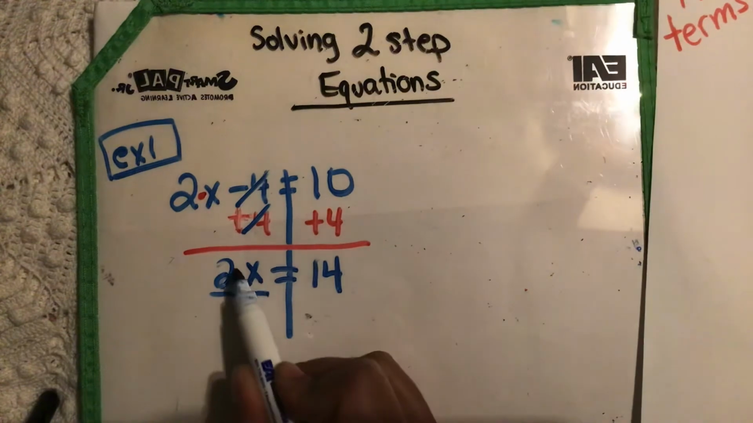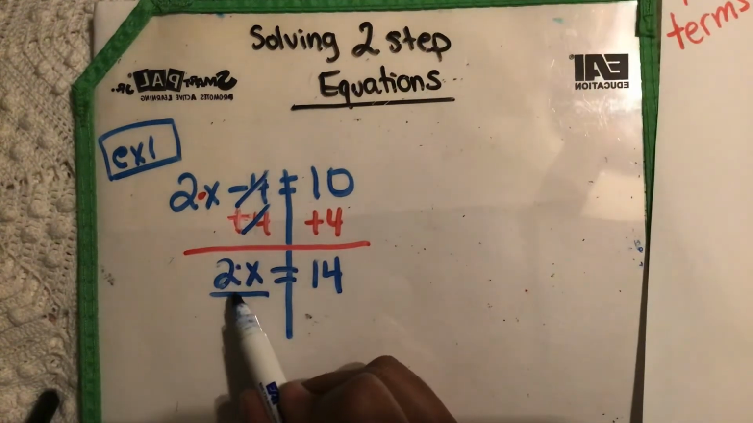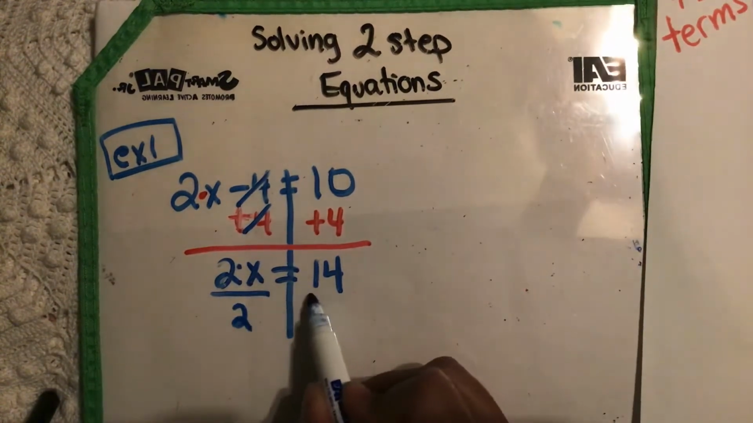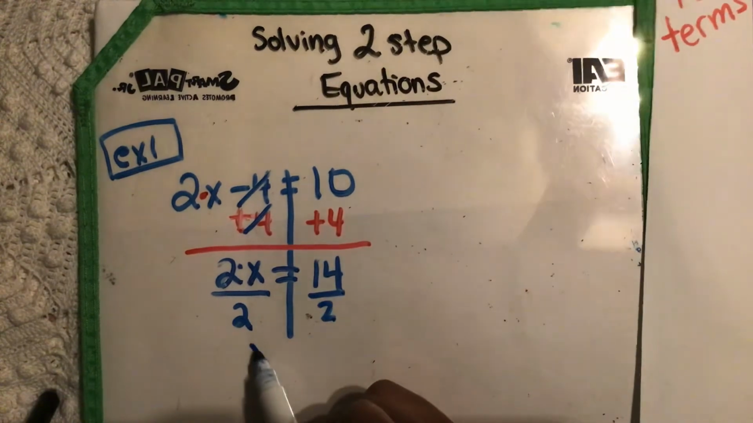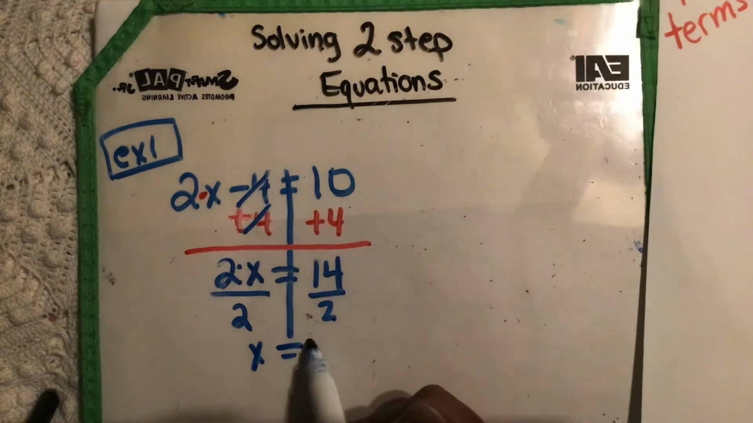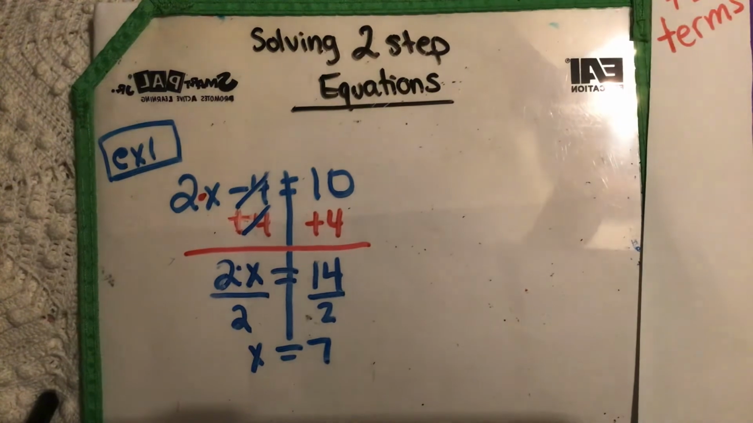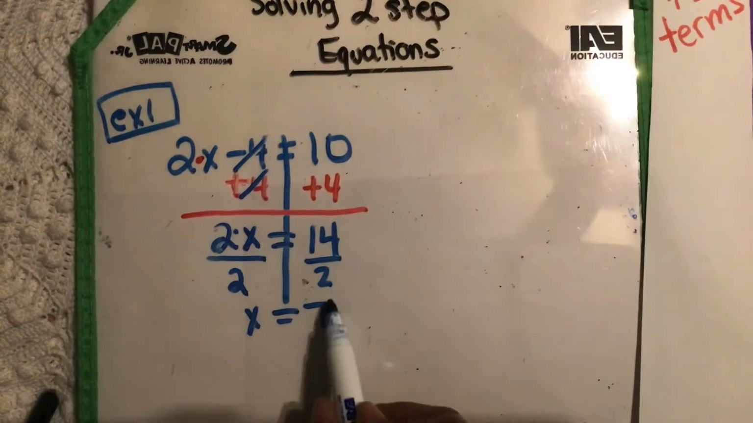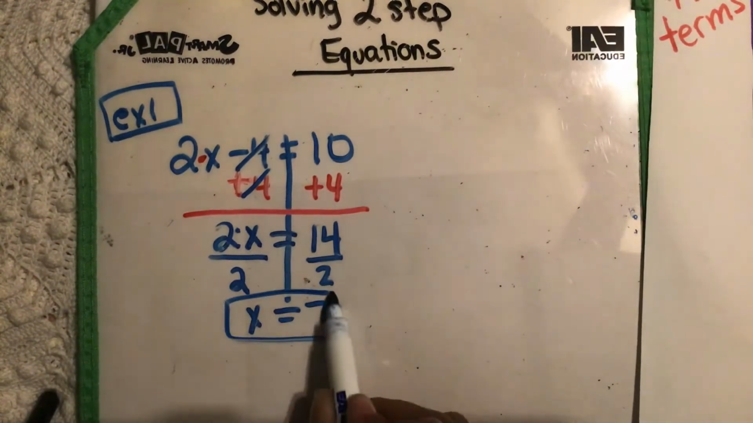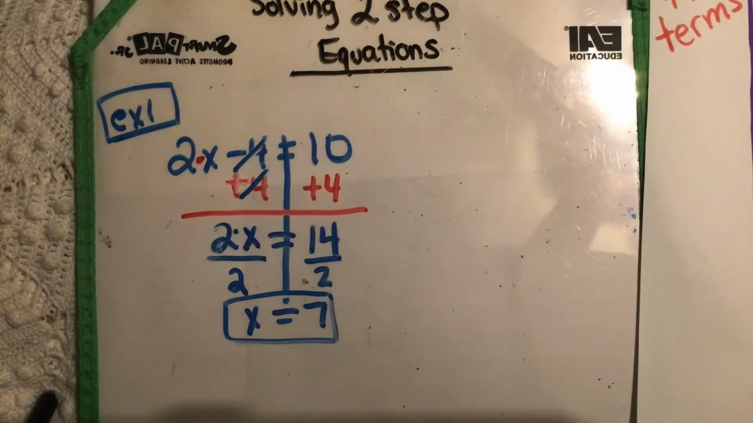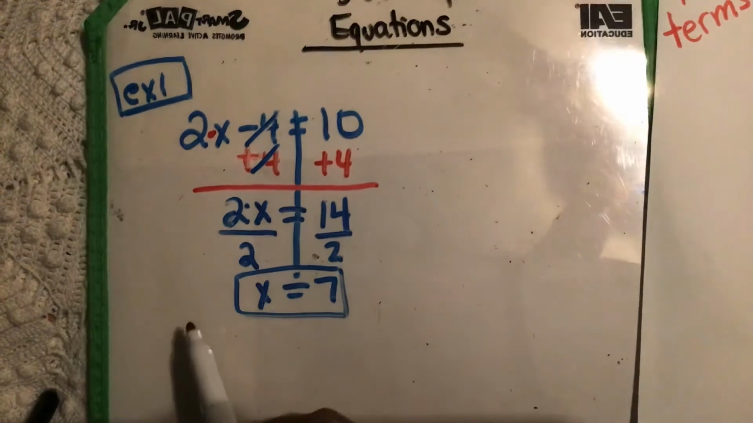We're going to get rid of this times 2. The opposite of a times 2 is a divide 2. I'm showing my work on both sides. I'm not just doing it on one side and assuming that it's the same thing on the other. Show your work. So here is my solution. X is 7.